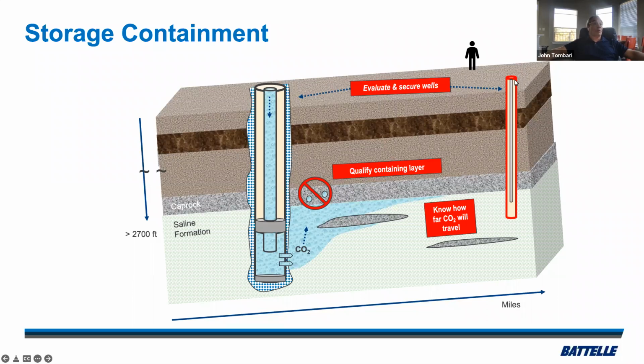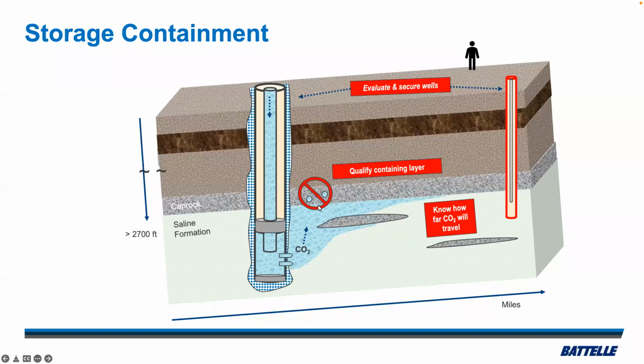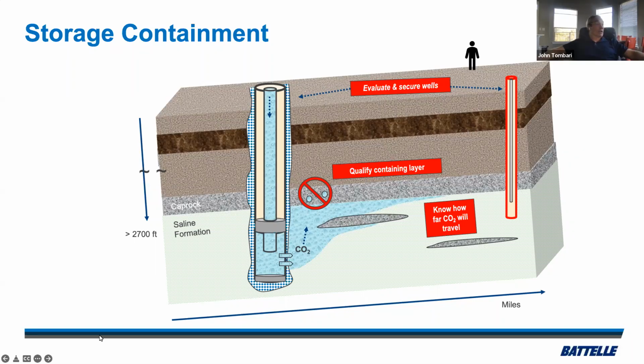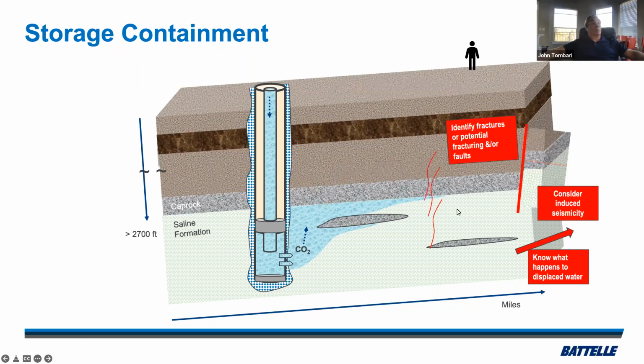So we have to look for wells in the pathway that could be a leakage. We have to make sure that caprock is all the way there and will contain the CO2. And as has been mentioned earlier, we have to make sure there are no fractures through that caprock that could be leakage pathways, no faults that could potentially be leakage pathways.